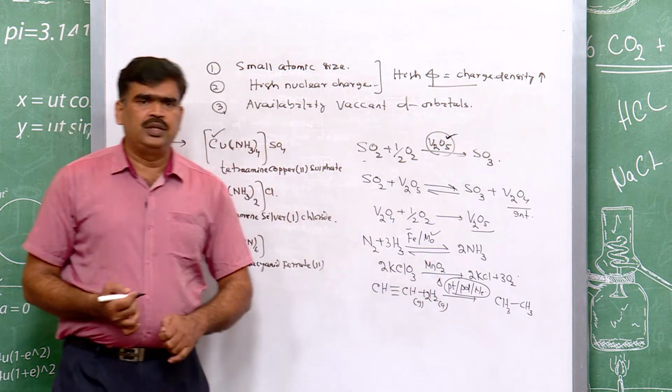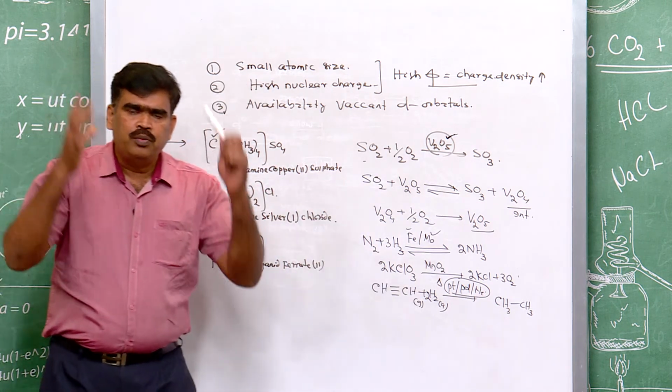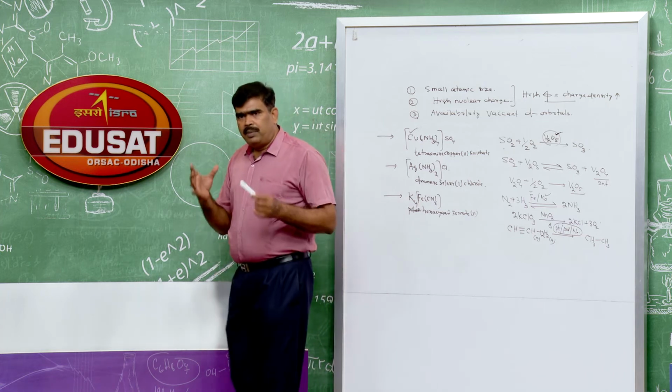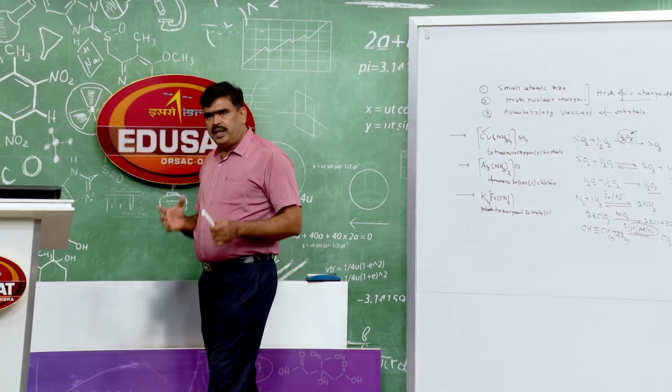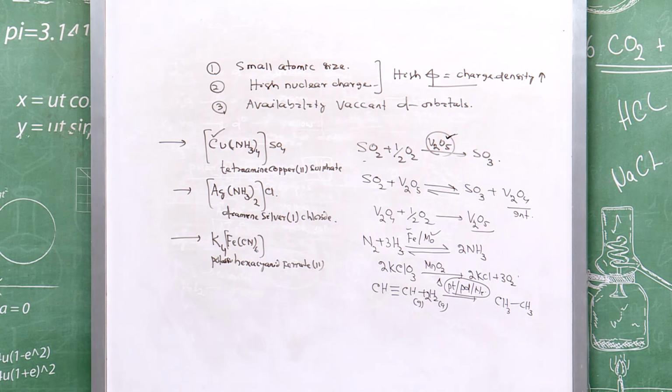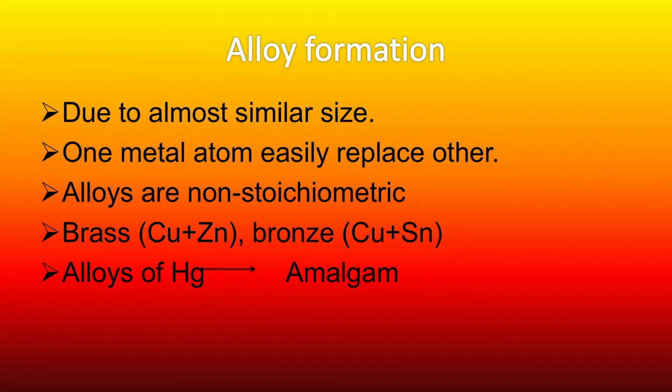In almost all these processes, a transition metal or its compound plays an important role in catalyzing the reactions because of these two unique properties: variable valencies, or variable oxidation states, with unpaired d electrons, and large surface area. Okay. Next is alloy formation.